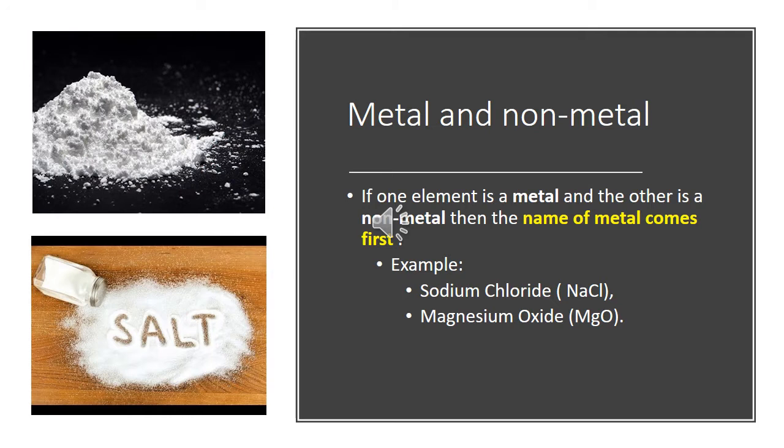Similarly, magnesium oxide is named magnesium oxide rather than oxygen magnesium or oxide magnesium, because as per the rule magnesium is a metal, so its name should come first, and oxygen is a non-metal, hence it comes next. Thus the name magnesium oxide arises.